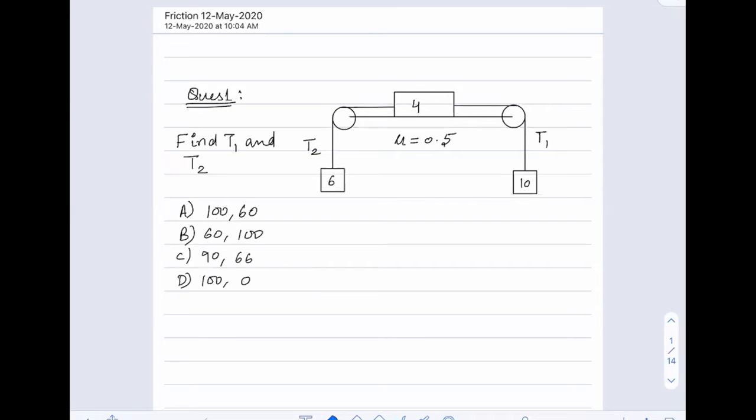Anyone who has got the answer, the values of T1 and T2? C. One answer I have C. Anyone else? Okay. Two answers. C, C. Okay. This is the correct answer. C is the correct answer for this question.